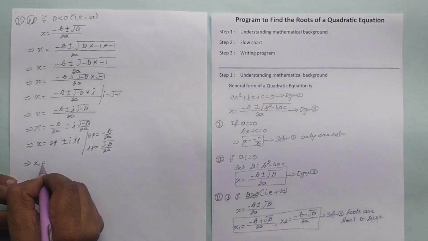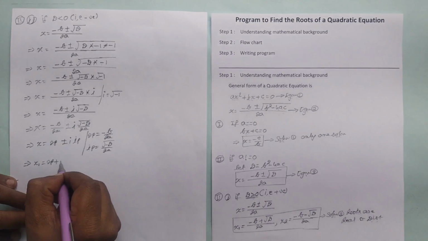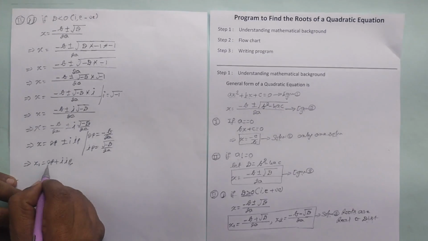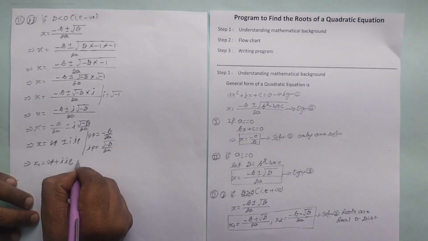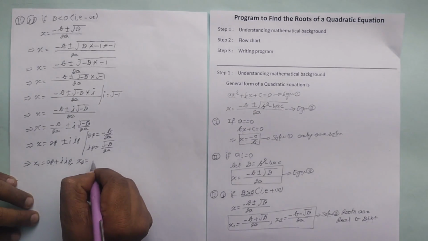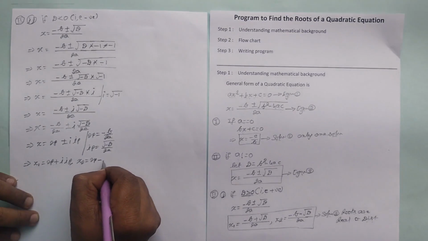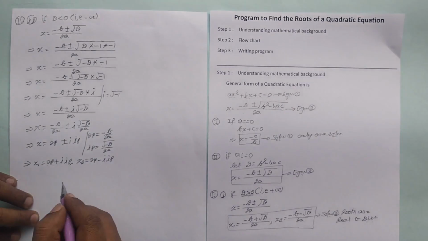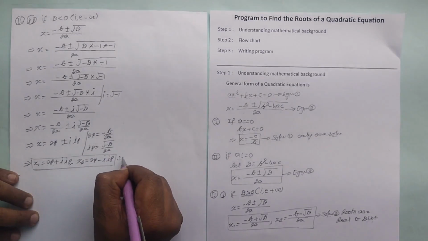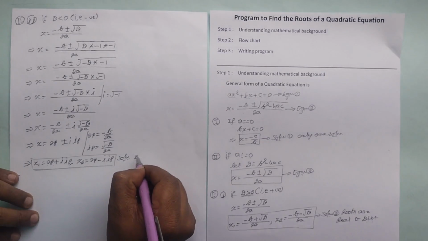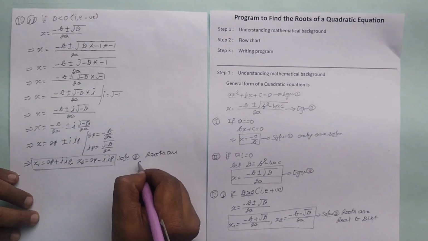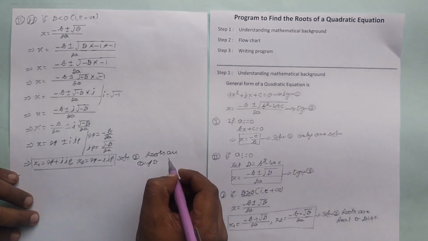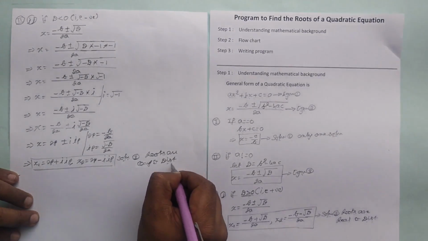Finally, let us go for the solution. x1 is equal to rp plus ip. This is the first solution. The second solution is x2 equals rp minus ip. This is nothing but solution number 3, where x1 and x2 are complex and distinct.